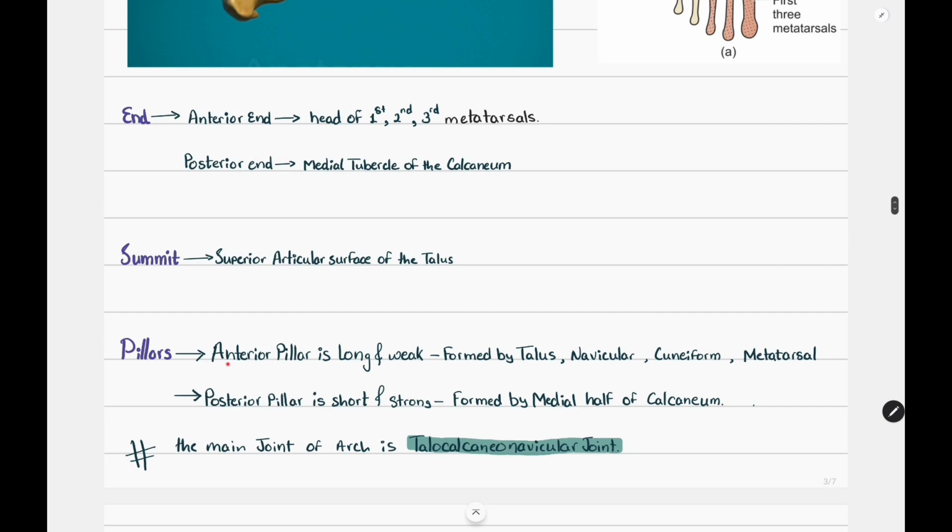Now coming to the pillars. Pillars are nothing but the bones and joints which constitute the arch. The arch is divided into two pillars, the anterior pillar and the posterior pillar. The anterior pillar is long and weak because it is formed by talus, navicular, cuneiforms and metatarsals.